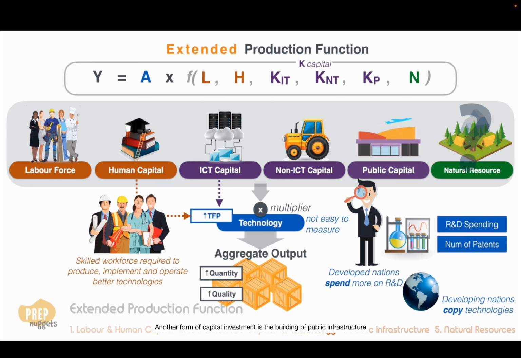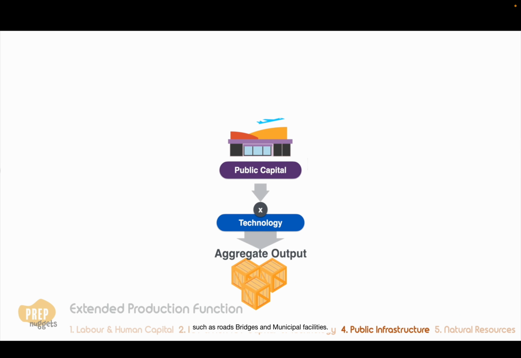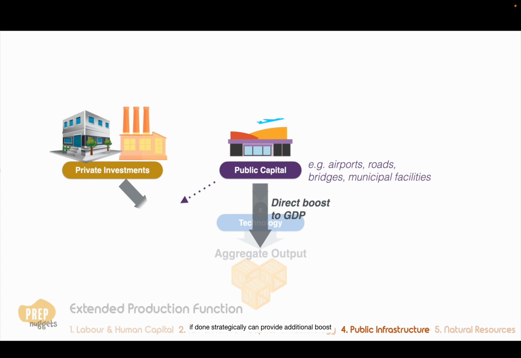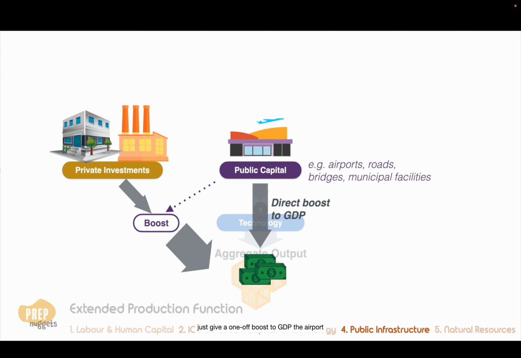Another form of capital investment is the building of public infrastructure such as roads, bridges, and municipal facilities. Besides the direct boost to GDP, such public investments, if done strategically, can provide additional boost to the productivity of private investments. For example, the money spent on building an airport does not just give a one-off boost to GDP. The airport, when operational, has the potential to enhance productivity for private investments by improving the imports and exports efficiency of the goods and services.